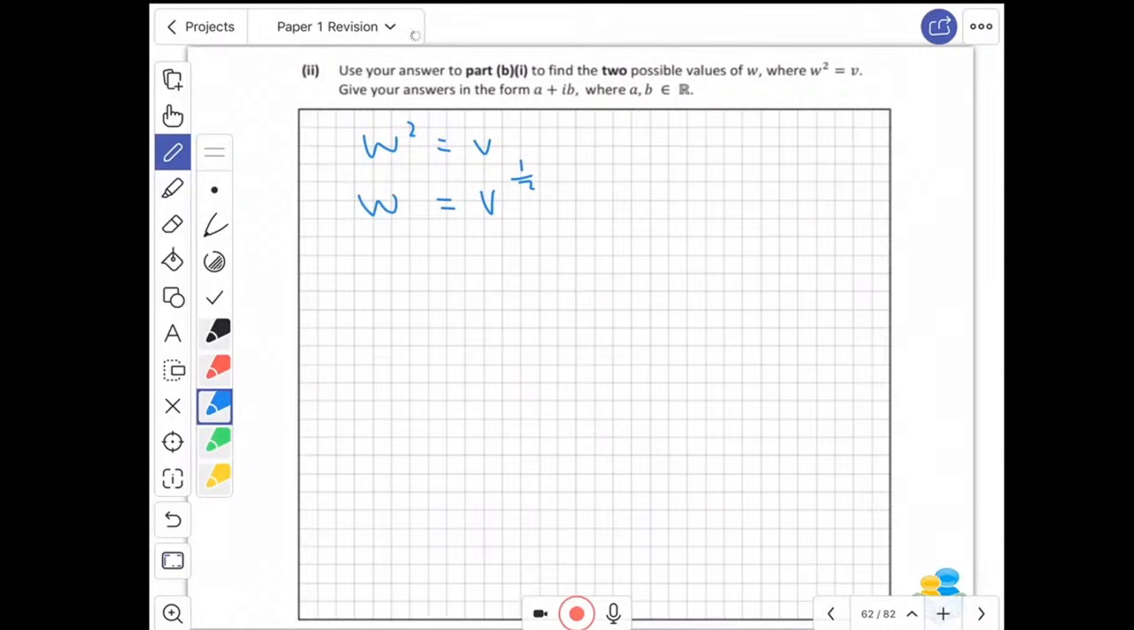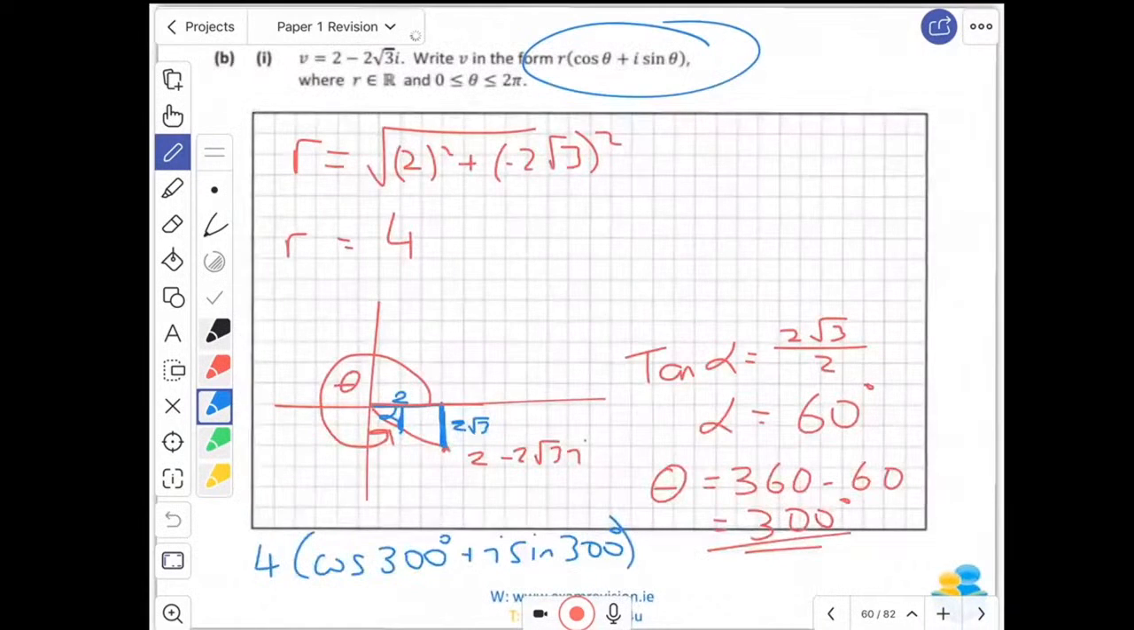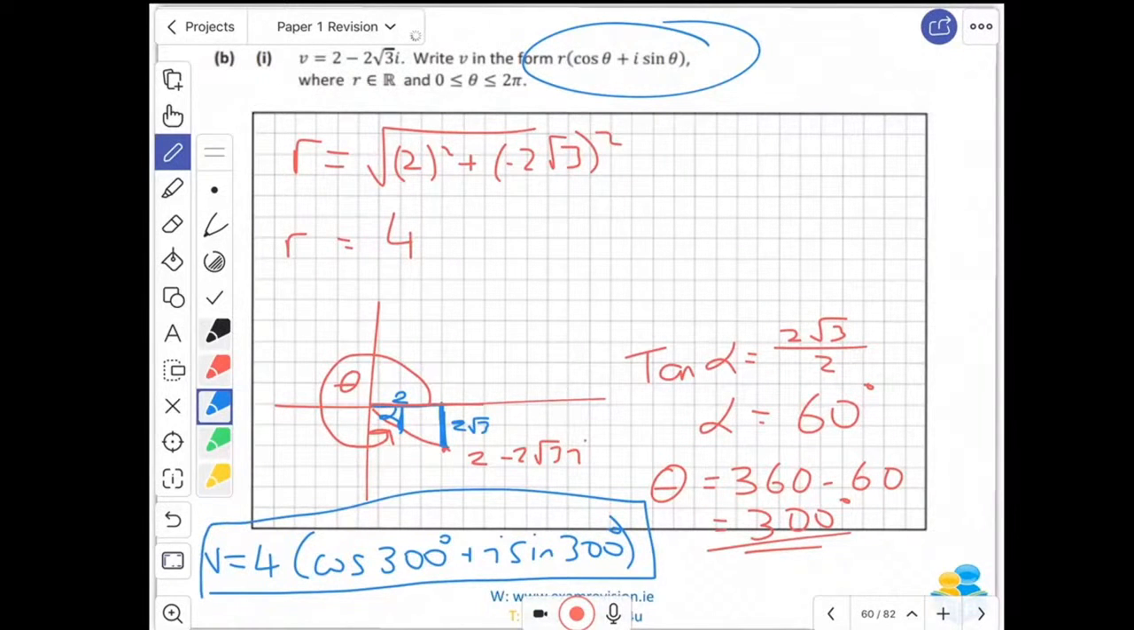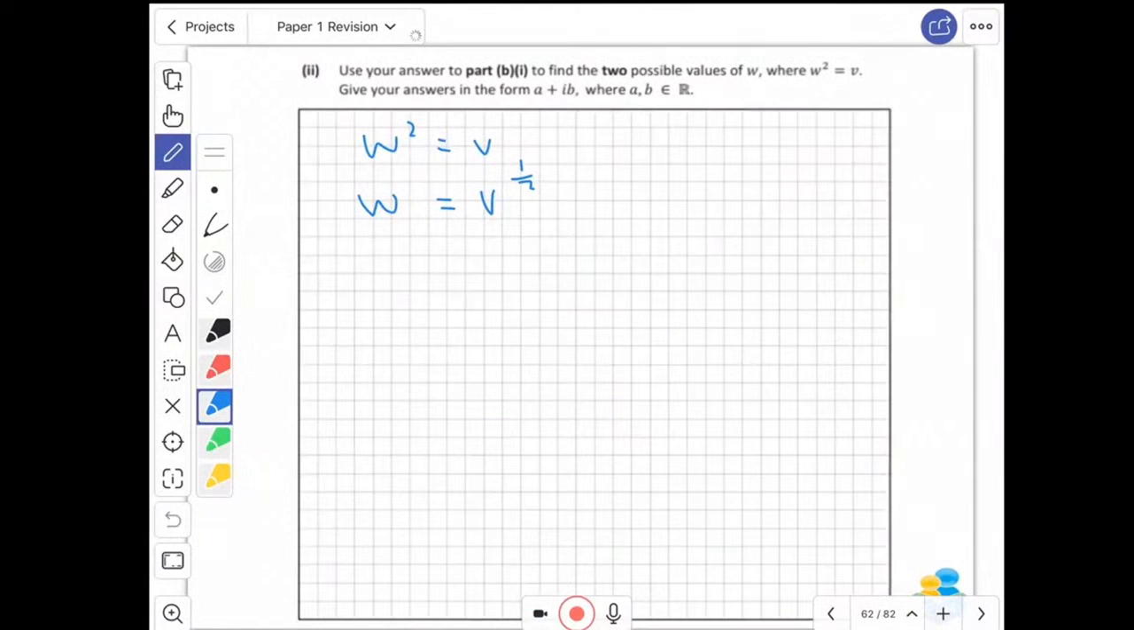So what you're going to do when you're finding the roots is you're going to go back and say, well, if I worked out what v is, so if I go back here for a second, we just worked out that v in polar form looks like this. Okay, so that's going to be really, really helpful to us for the next part of this question. So I'm just going to write that down there for a second. So v is equal to 4 bracket cos 300 plus i sin 300. So we're going to use this to help us.